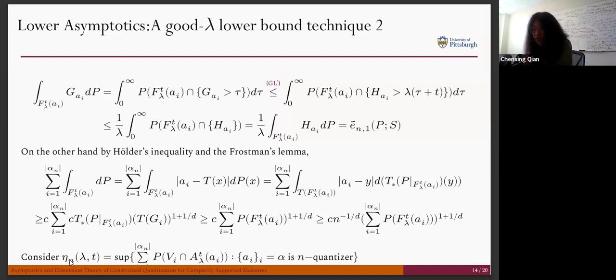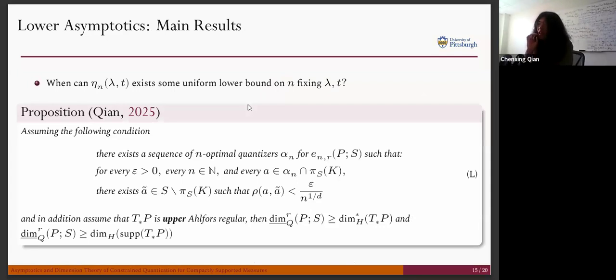And so we can define a new quantity eta n lambda t here. If this quantity has a lower bound on n, fixing some lambda and t, then we can find a uniform lower bound for the lower quantization error in this case. And there is another condition satisfying this. So L is another condition for the lower bound, which can make the quantity here have a uniform lower bound.